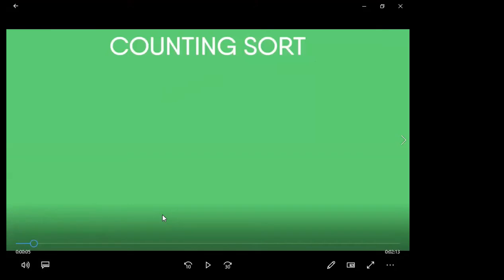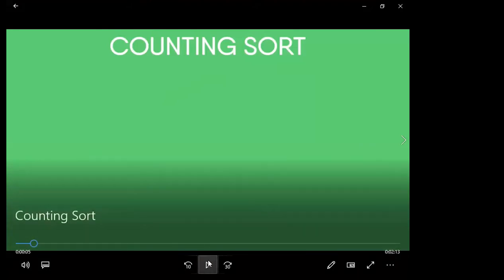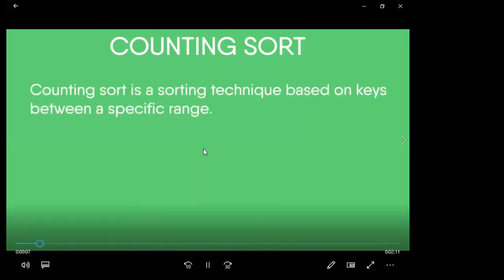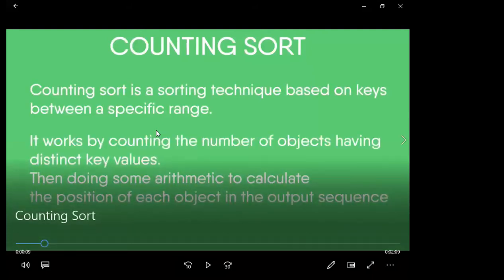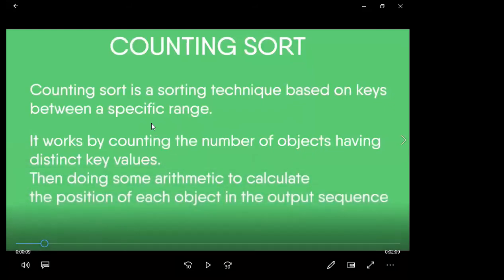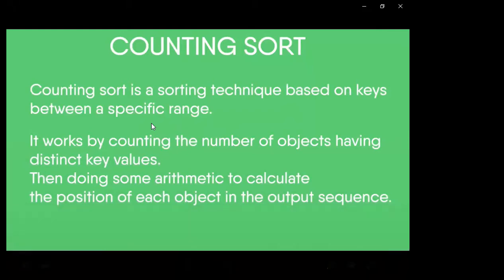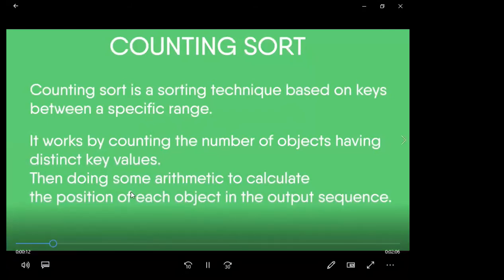First, we shall see what is counting sort. Let's see that. Counting sort is a sorting technique based on keys between a specific range. So that is actually the advantage as well as the limitation of counting sort. It works by counting the number of objects having distinct key values, then doing some arithmetic to calculate the position of each object in output sequence. So counting sort is done in this way.